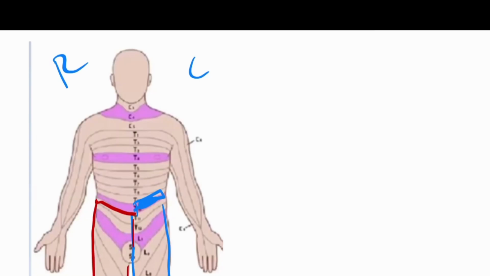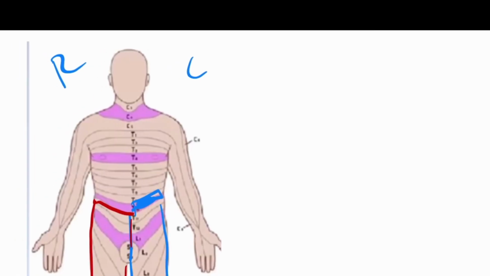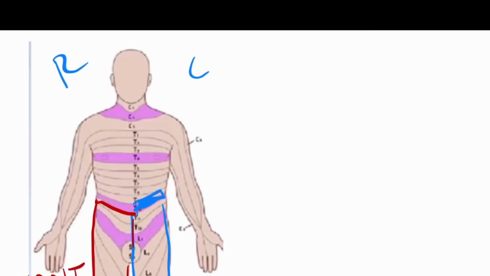What sensations are we going to lose on the right lower extremity from T10 down? Pain and temperature. What else goes in the same direction as pain and temperature? Light touch and pressure. That's what we lose on the right lower extremity.